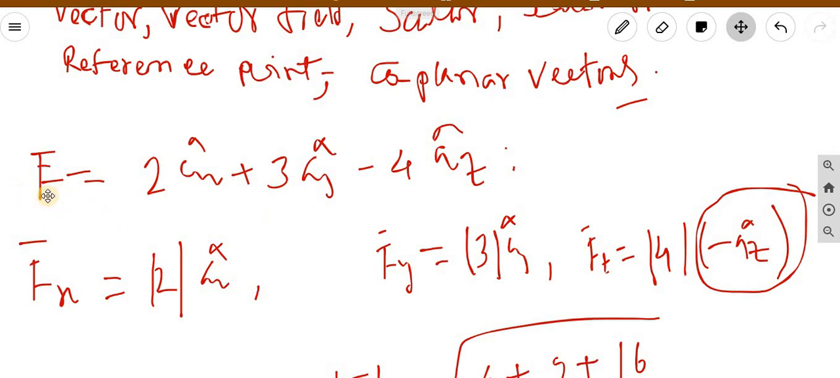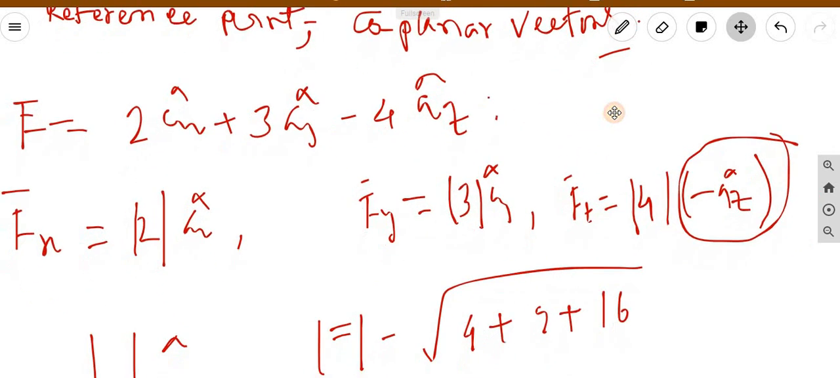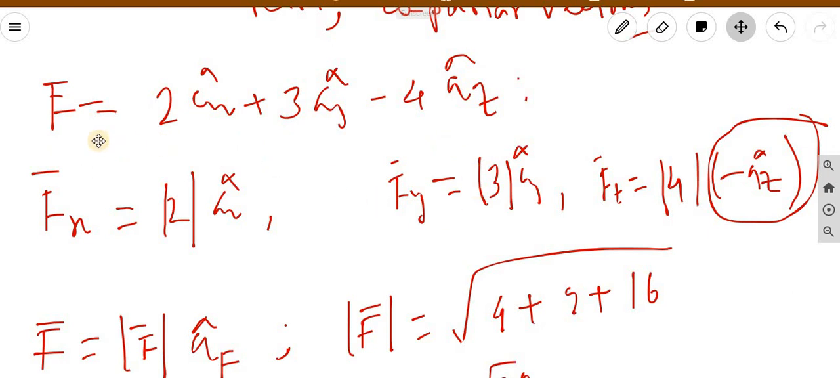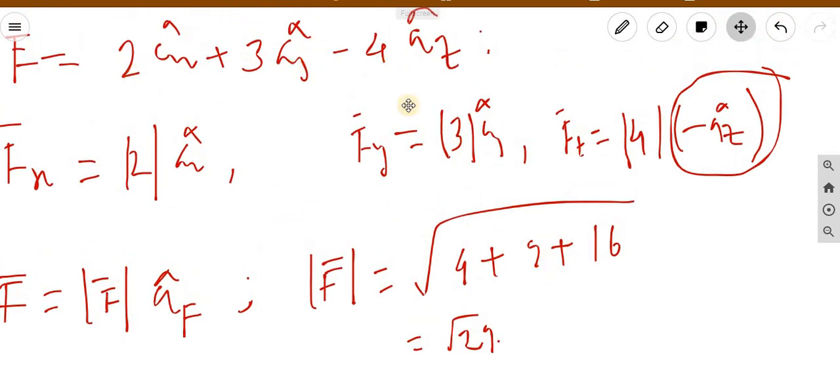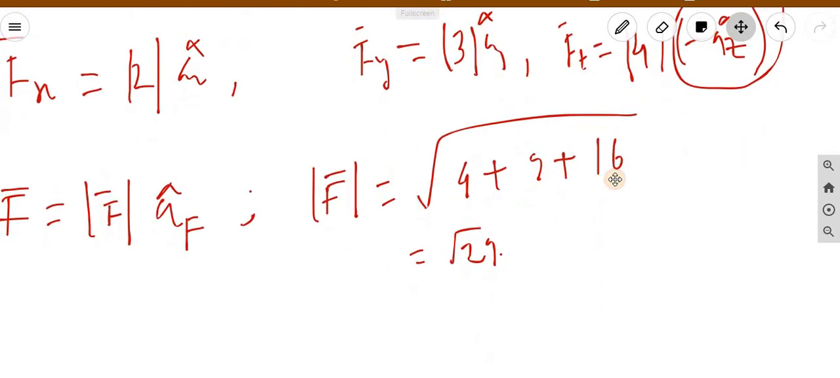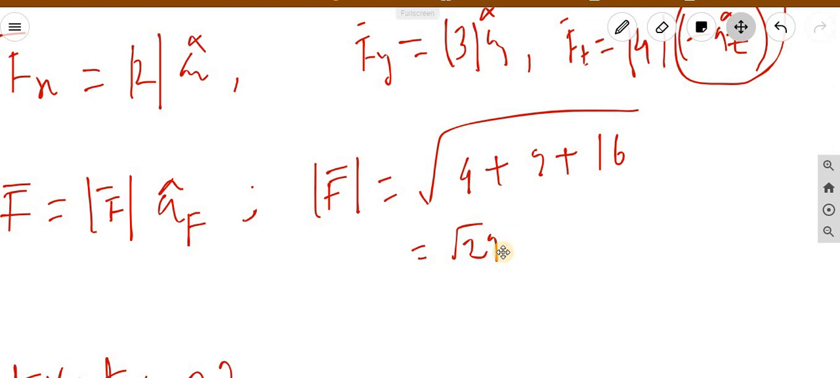Okay, so suppose a vector V is 2ax plus 3ay minus 4az. What are these things? These are the components of the vector: 2ax, 3ay and minus 4az. This vector is presented with magnitude and a proper direction. For a particular vector F equal to 2x plus 3y minus 4z, what is the magnitude? The magnitude is the square root of 2 squared plus 3 squared plus minus 4 squared, that means 4 plus 9 plus 16, so the magnitude is the square root of 29.